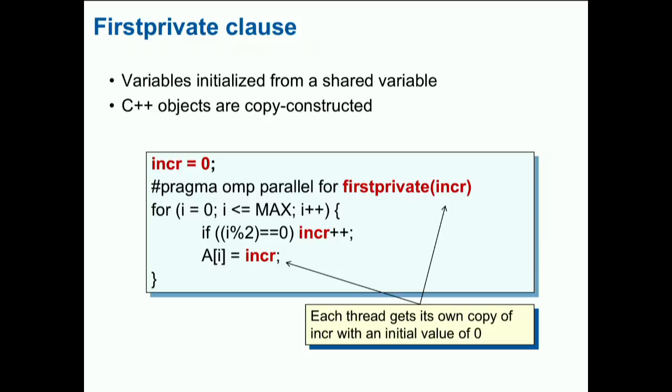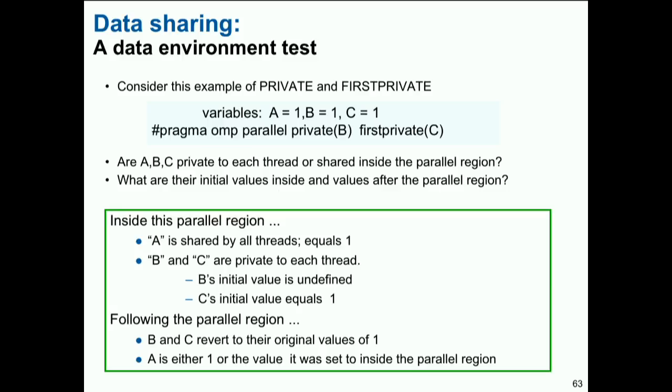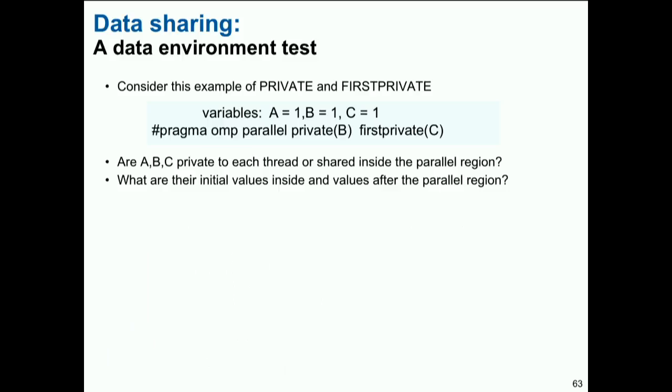In practice, we're just giving you all here's a test you can do later, going over the slides, because I don't want to run out of time. But well, actually, we can do this. So what's going to happen? There are 3 variables, A, B, C. And then I start a parallel region. I say B is private, C is firstprivate. So what's happening inside the region? What happens after the region is over?